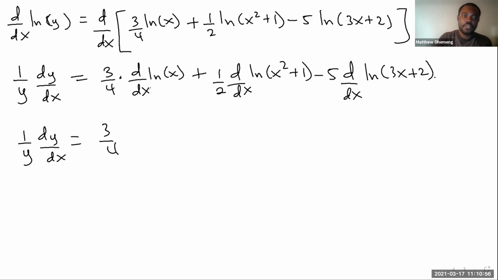Now, as I was saying, for this one, this is standard. The derivative of ln of x is just 1 over x. So you get 3 over 4 times 1 over x. And then for this second piece, you have a half here. The derivative of ln of x squared plus 1.